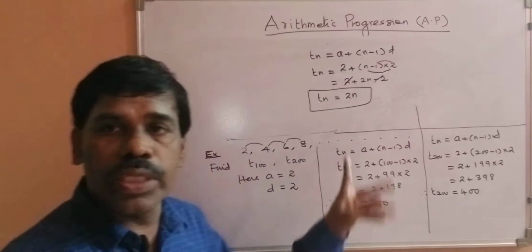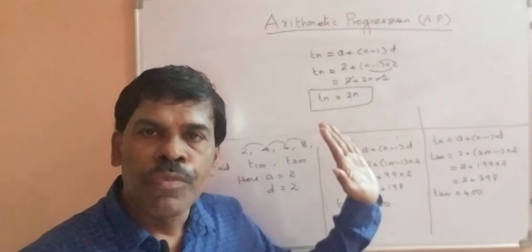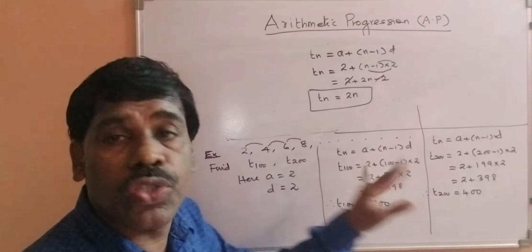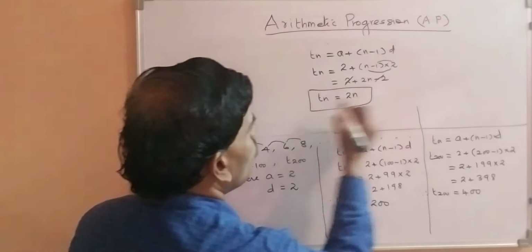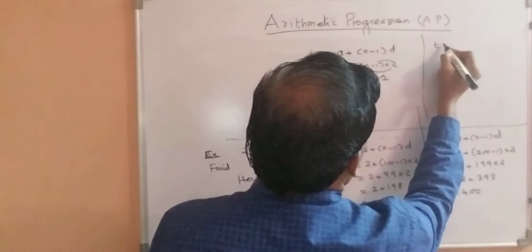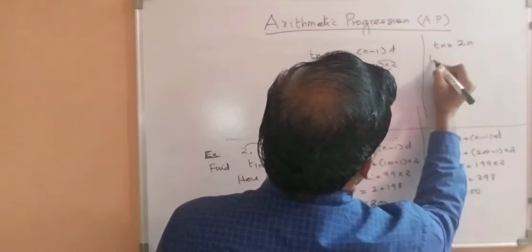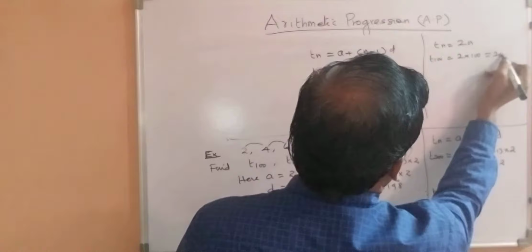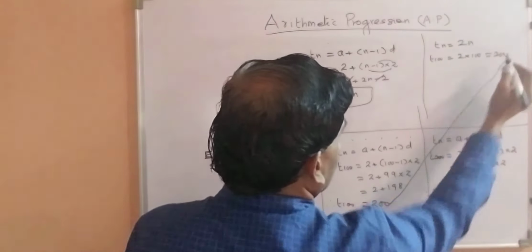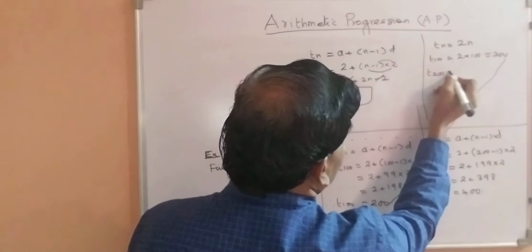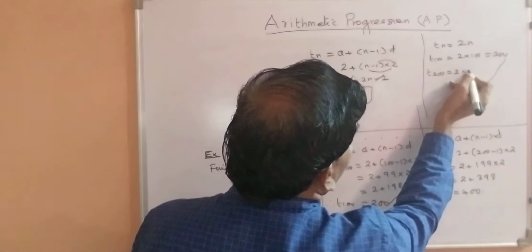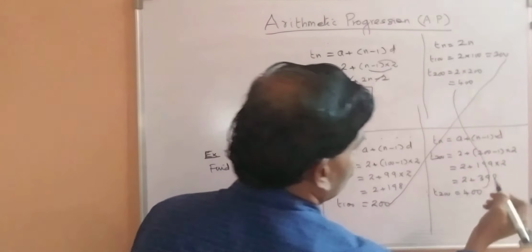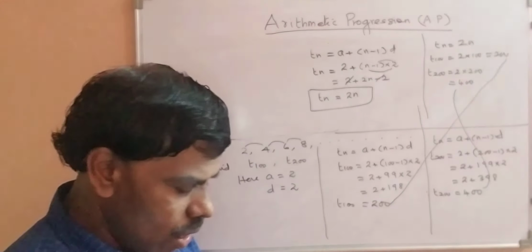Look at this. This is the shortcut formula to find the nth term of this sequence 2, 4, 6, 8, etc. For example, see here, T100, Tn equal to 2n. T100 means 2 into 100 equal to 200. See here, you will get your answer. Now T200 means 2 into 200, that is equal to 400. So like this also you can do it.